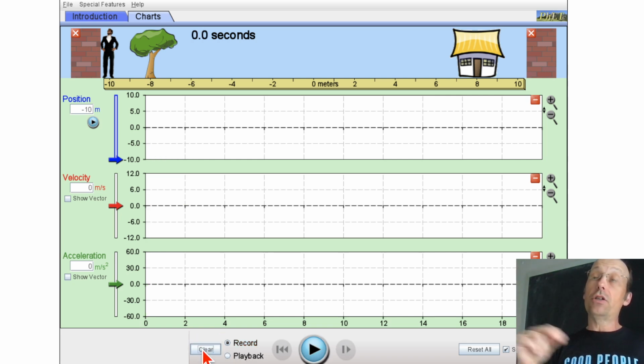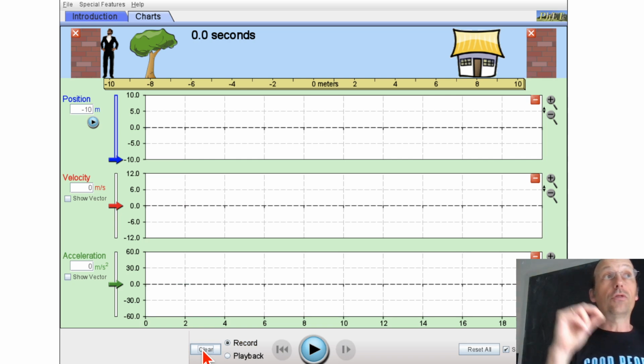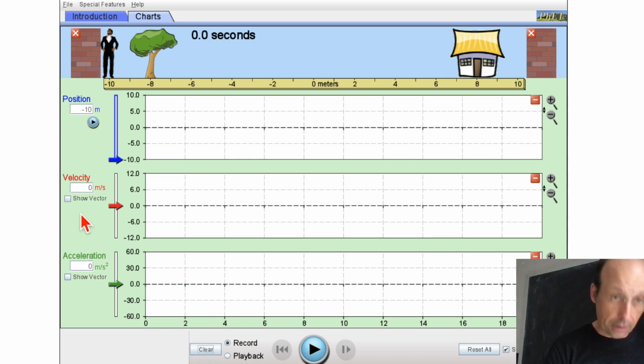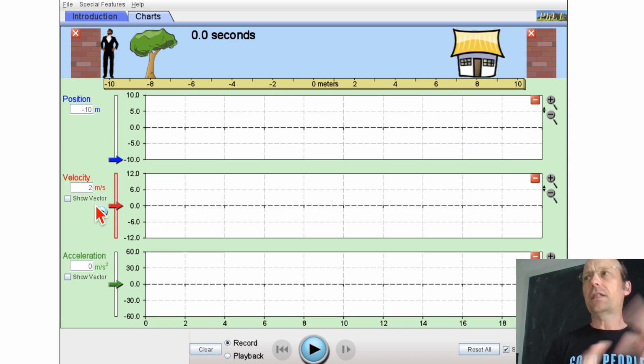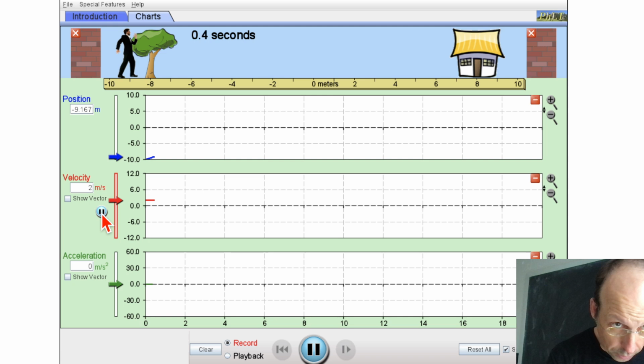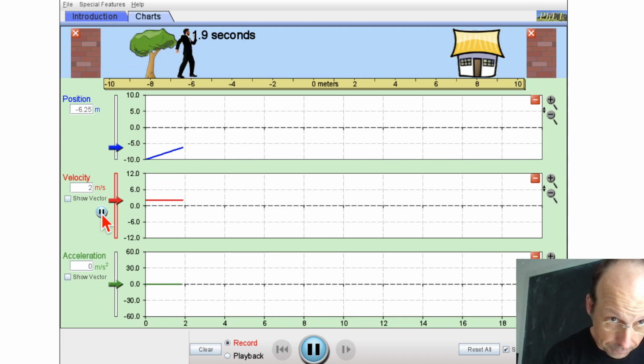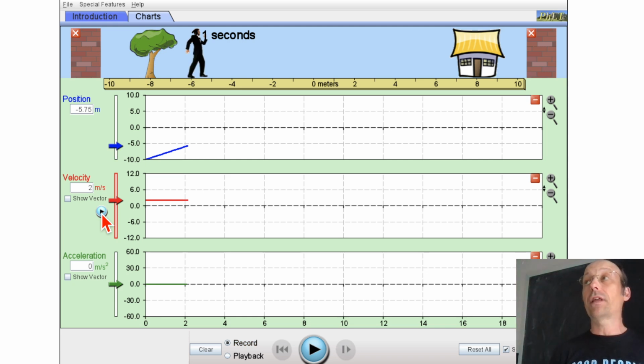And now what I want to do is set his velocity to 2 meters per second, and then I'm going to run it for 2 seconds. 2 meters per second for 2 seconds. Let's watch the position time graph and the velocity graph. I can click run right here, and then I'll pause it when it gets to 2, as close to 2 as possible. Oh, I went a little bit forward, that's fine.